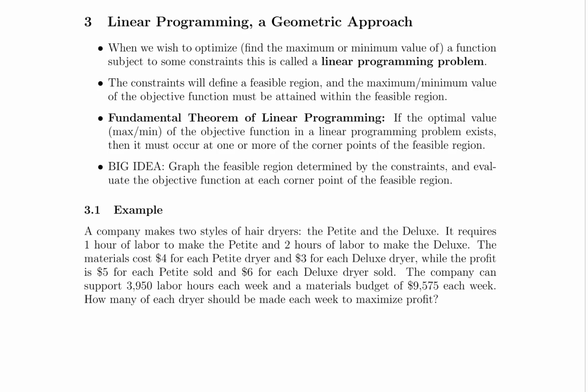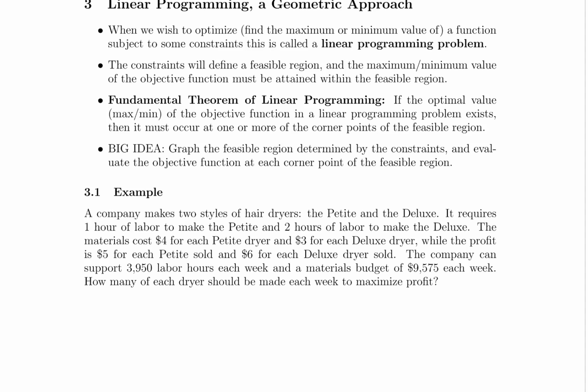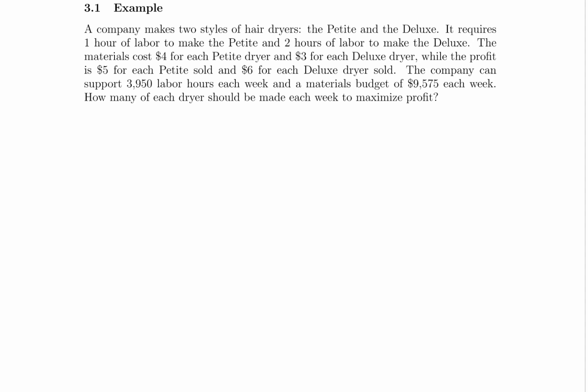The key thing that's going to help us out here is the fundamental theorem of linear programming. If there is an optimal value, so if there is a max or a min, then it's going to occur at one of the corner points. So if we can find the feasible region, which we should be able to do because we know how to solve a system of linear inequalities, then one or more of those corner points would be our solution, if we have a solution. So let's take a look at this example so we can see how this all comes together.